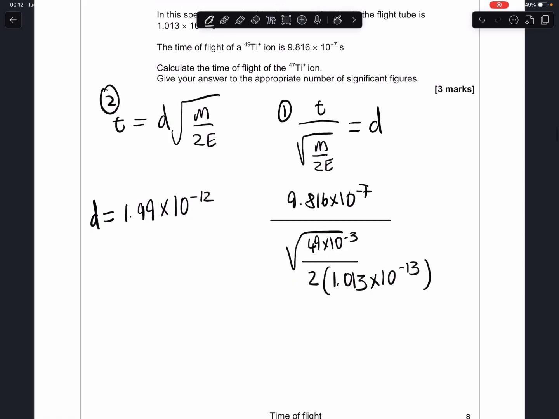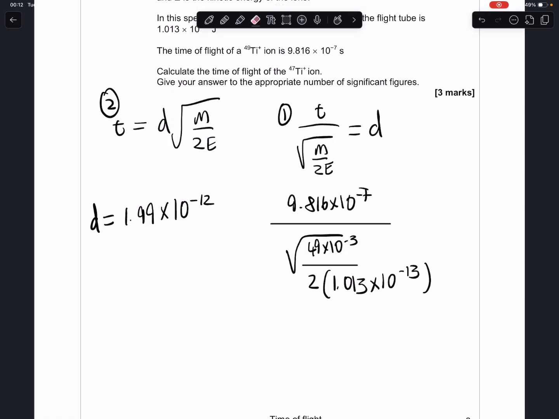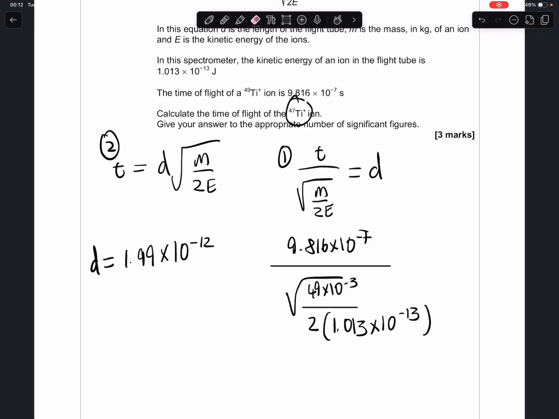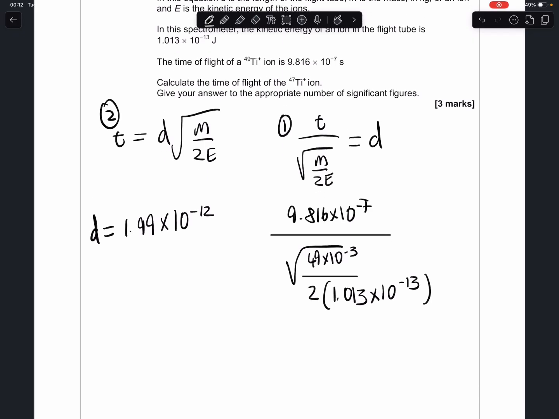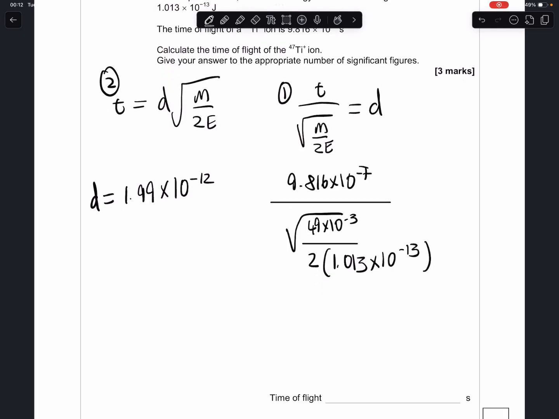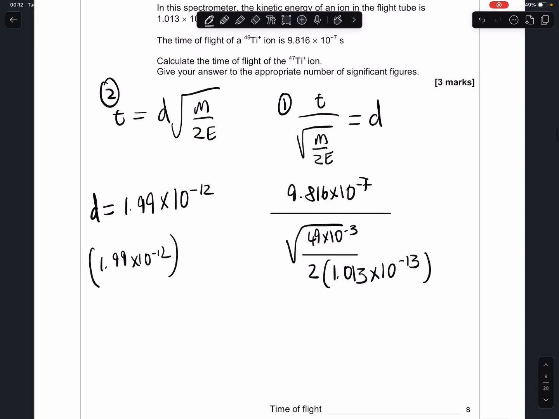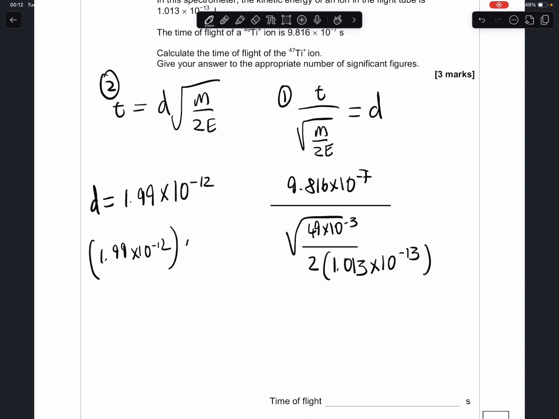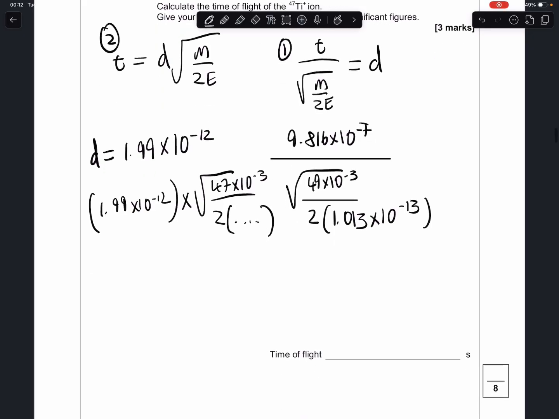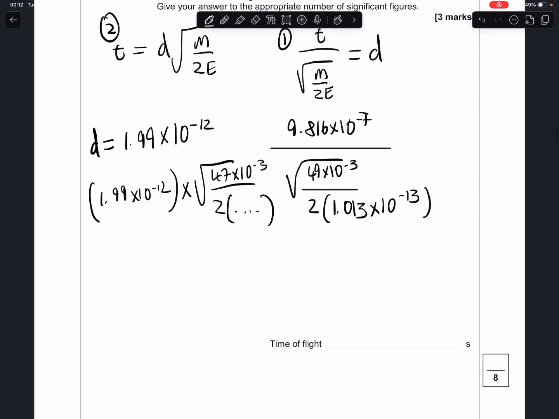And now, if we use this new calculated distance and put it into this equation here, but with the 47 mass instead, because that's the only thing that's changing, we can find the time of flight for the 47. So if we do our distance, 1.99 times 10 to negative 12, put that in brackets, and we're timesing that by this here, multiplied by the square root of the mass, which is now 47, but we need it in kilograms, so times 10 to the negative 3, and that is again divided by 2 times the kinetic energy, which is there. Can't be asked to write it all out, but you guys write it out in full in your exam.